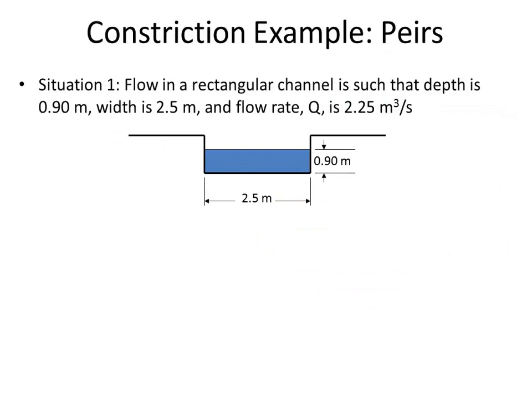Well, let's take, for example, putting in a pier, as was depicted in that nice mountain picture of Alaska. If we put in a pier, we have some original channel. In this case, the channel width is 2.5 meters, and we have a certain flow rate, 2.25 cubic meters per second, and a known flow depth to begin with at 1.